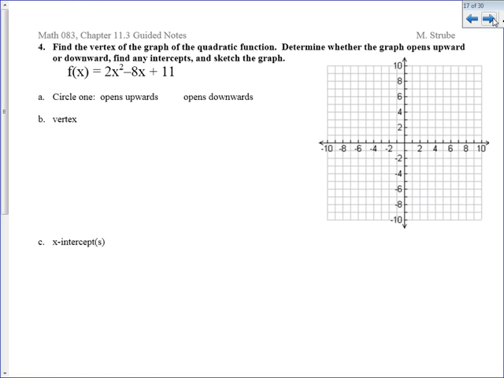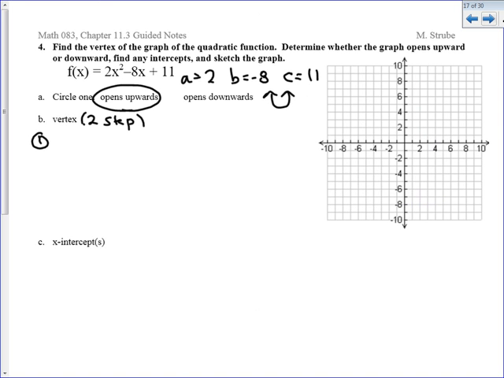But first, let's see if it opens upward or downward. So let me get my a, b, and c. So a is 2, b is negative 8, c is 11. Upward or downward? Upward. So we already have an idea of our picture. The vertex is our two-step process. First, we find x for negative b over 2a. It's negative 8 over 2 times 2. 8 over 4, which gives us 2.